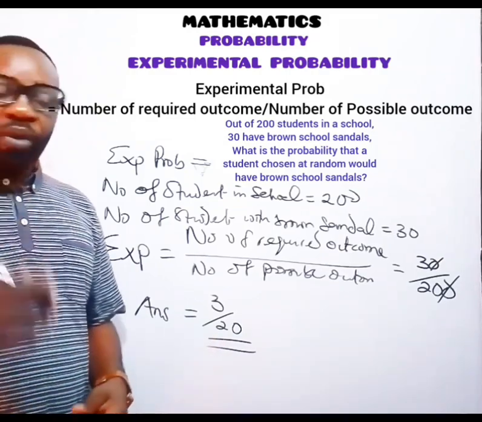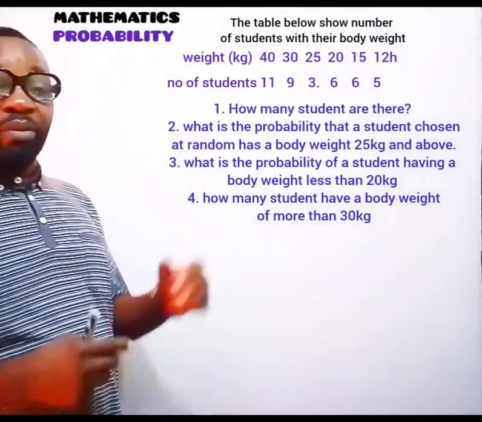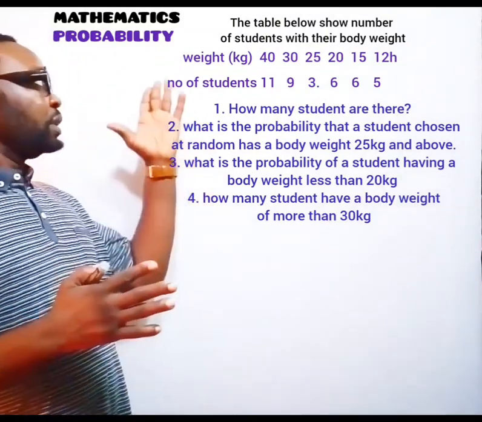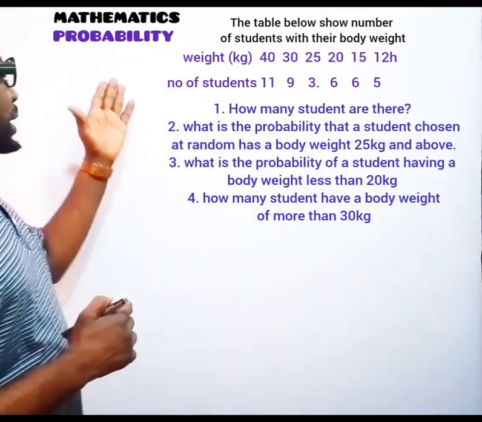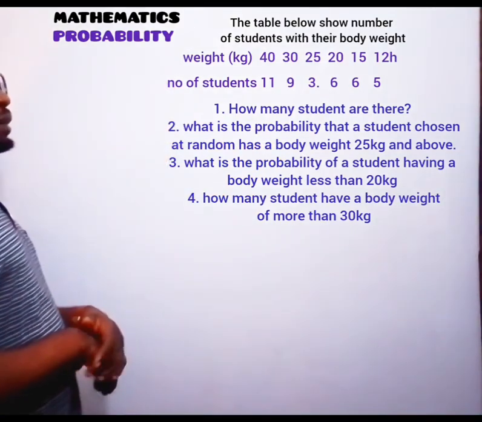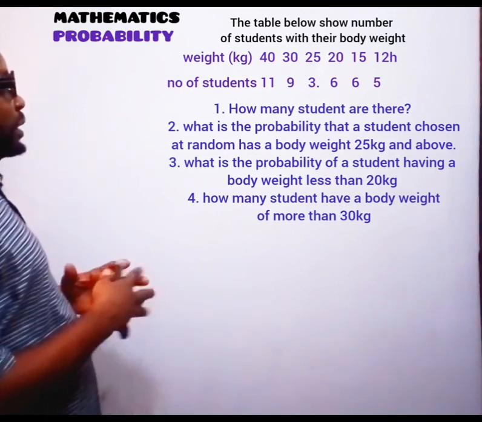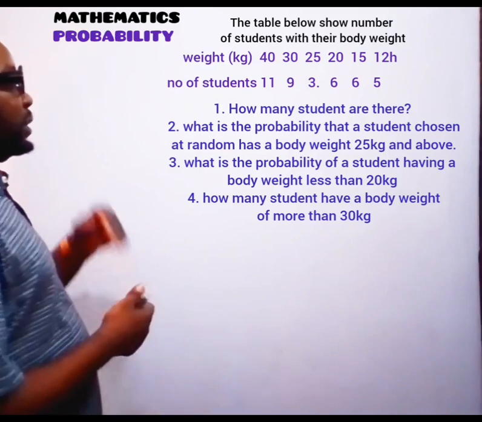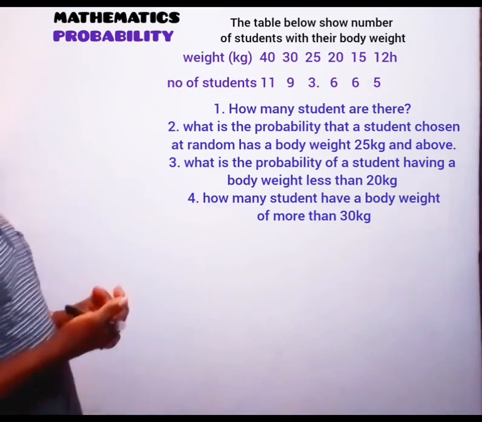Now, we are going to have some other questions. This question gives us a table, as you can see here. The question says that the table shows the weights of the students. The number of students with 40 kilogram weight is 11, while those with 30 kilogram weight are 9, those with 25 kilogram weight are 3 in number, 20 kilogram is 6, 15 kilogram is 6 as well, and the 12 kilogram weight is just 5 students.